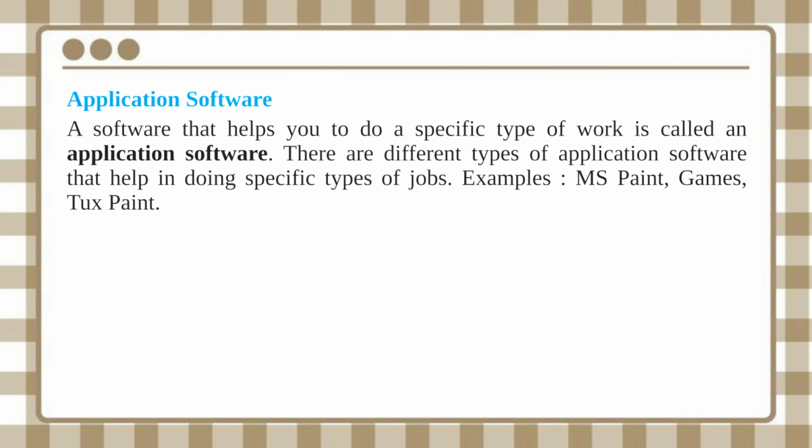Application software. A software that helps you to do a specific type of work is called an application software. There are different types of application software that help in doing specific types of jobs.